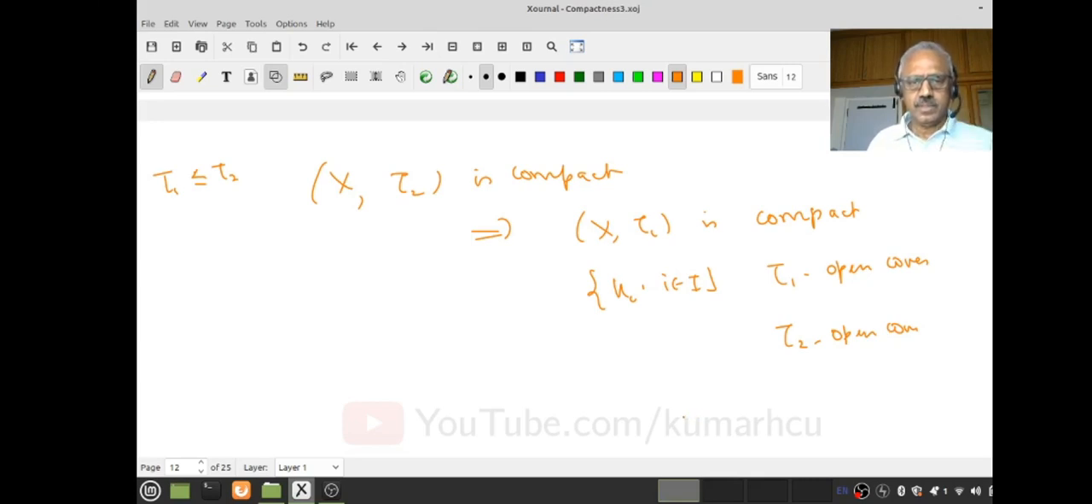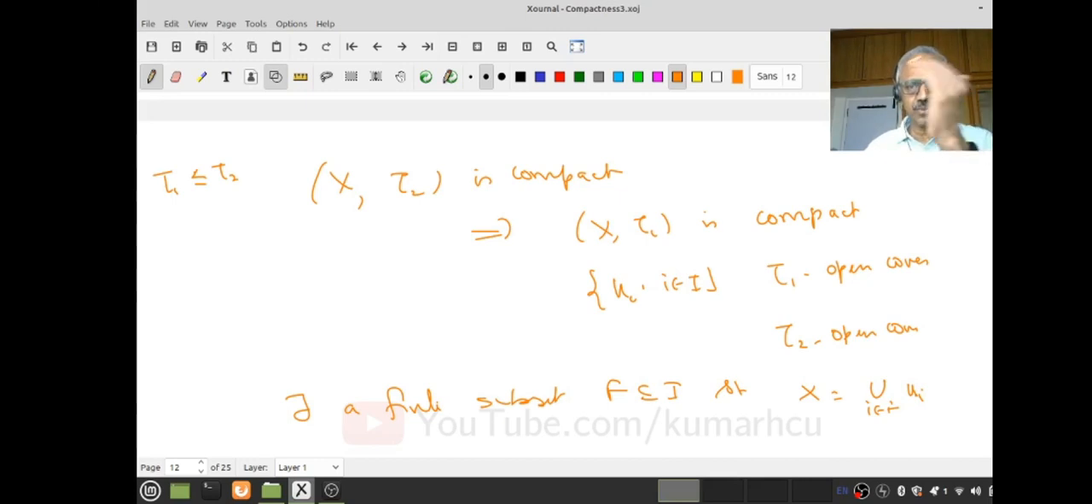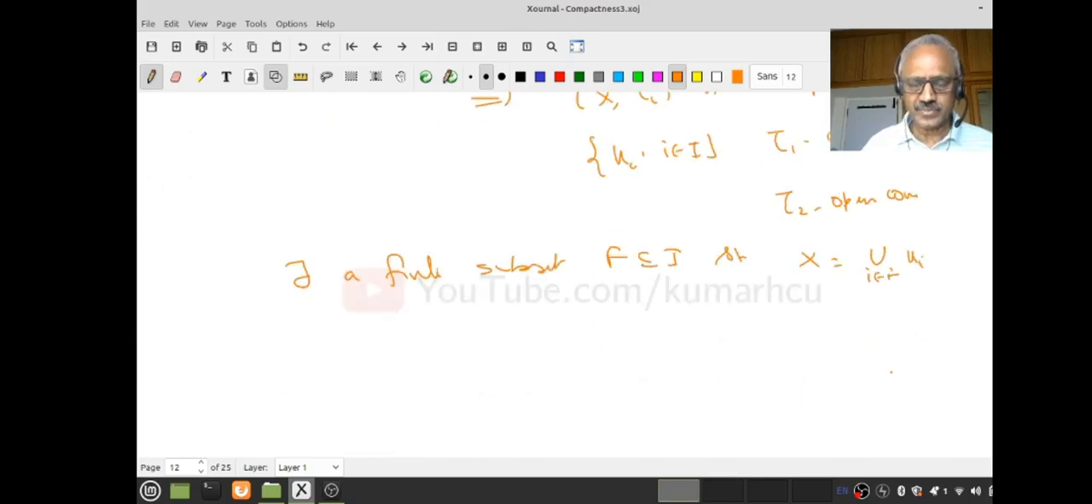But with (X, tau 2) compact, there exists a finite subset F of I so that X is the union over i in F of U_i. Therefore, since (X, tau 2) is compact, there is a finite subcover, but each U_i is also tau 1 open to start with. Therefore, what do you think I have found? I have found a finite subcover, right? So what are the results I have done?